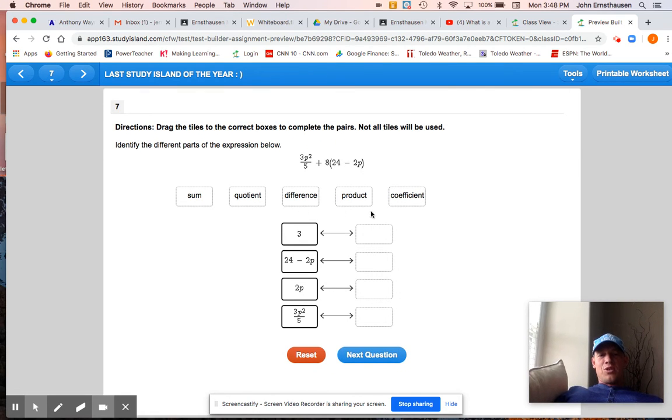All right, you're going to drag these where they go. The sum means you're adding. Quotient means you're dividing, like a fraction. Hint, hint. Difference means subtraction. Product is an answer. A product can be an algebra, though, and it can be just the combination of a number and letter together. And a coefficient is a number that goes in front of the letter. Give you some big clues there.